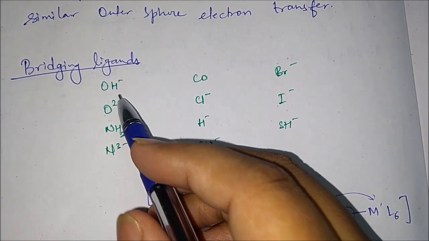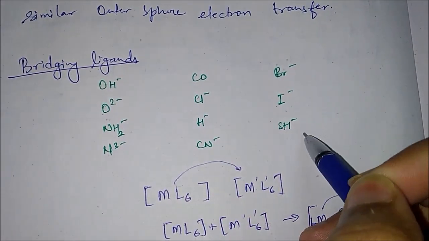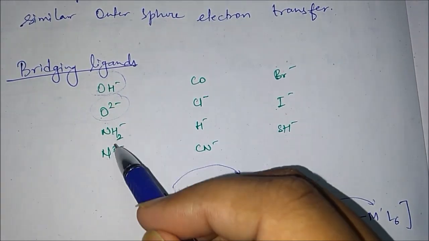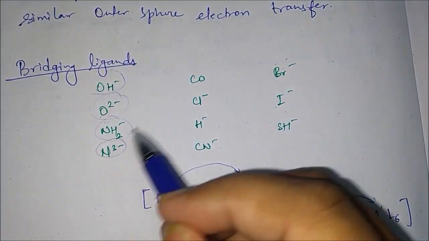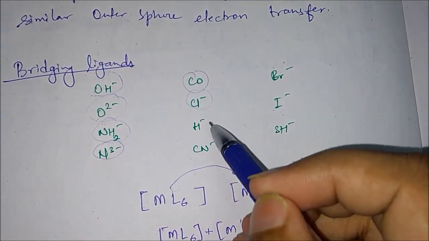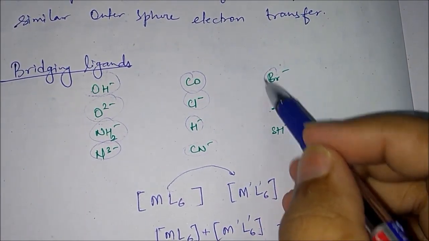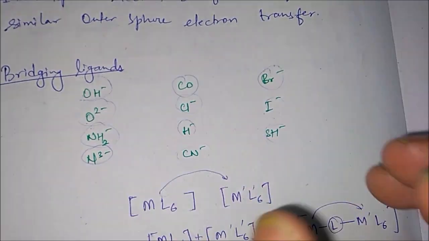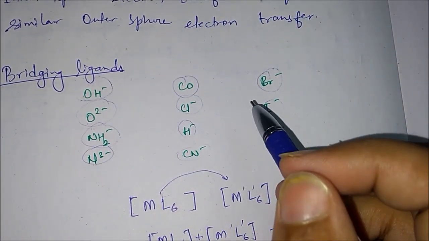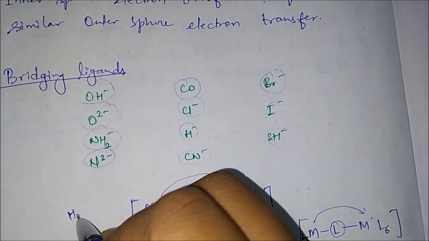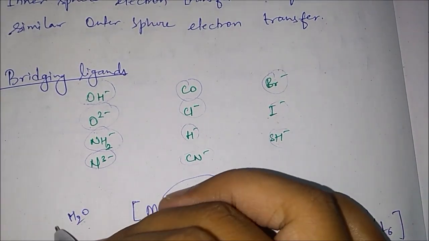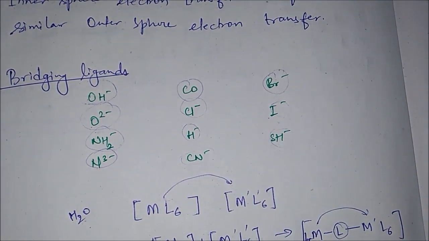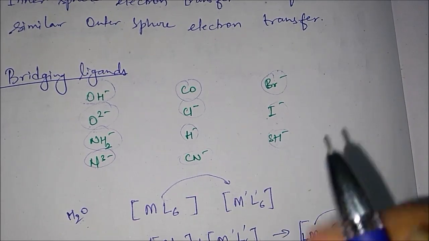Now which ligands are bridging ligands? So I have written a few ligands over here. These generally are your bridging ligands, like your OH minus, then O2 minus, NH2 minus, then N3 minus, your carbonyl, halides like chloride, hydride, cyanide, then your bromide, iodide, and thiol. So these are some examples of bridging ligands. And a few ligands which are not bridging ligands, like H2 is not your bridging ligand. All right, so if you see somewhere H2O, don't think of it as a bridging ligand. That is not a bridging ligand. So if you see somewhere a bridging ligand, then this inner sphere mechanism can take place.